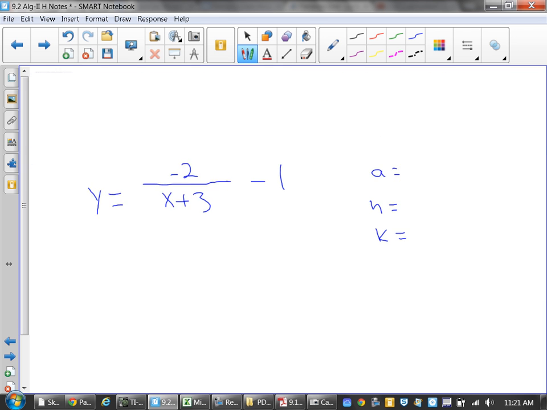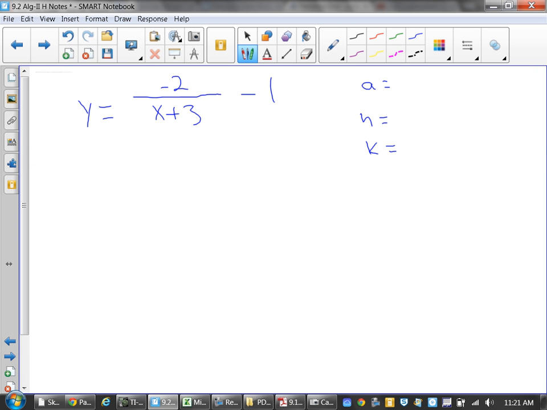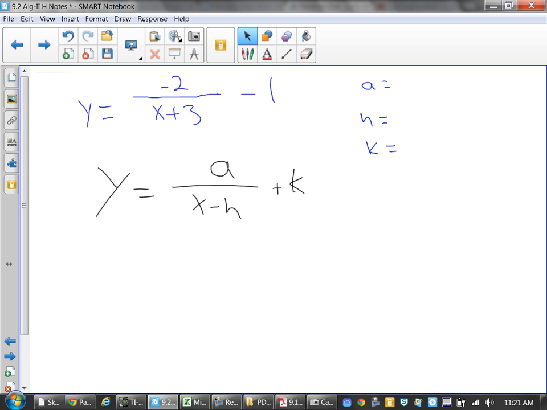We're going to have two types of equations today. One is going to look like this: y equals something over x minus h plus k. We're going to talk about this one with an h and k, and we're going to talk about a different one that does not have that. What we're going to do is identify parts.